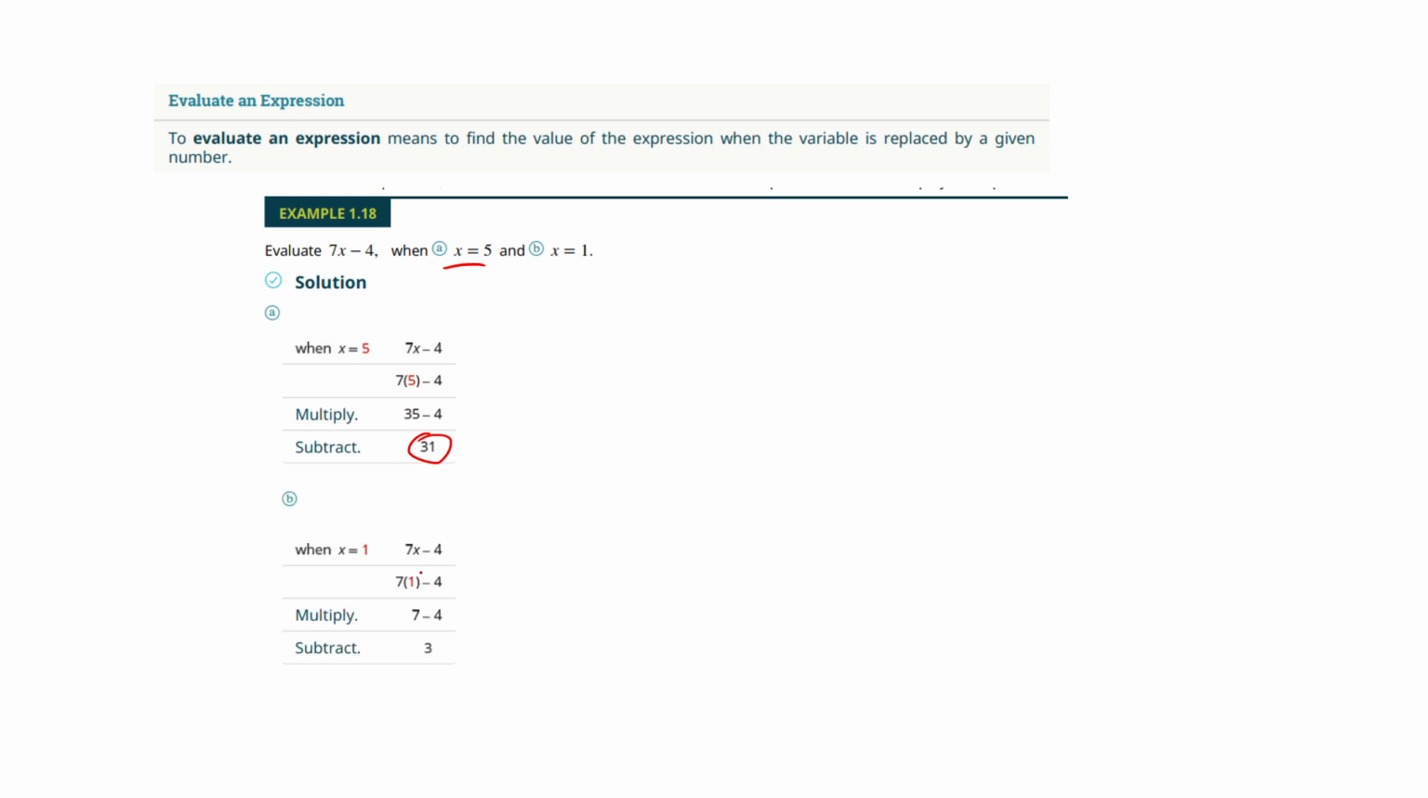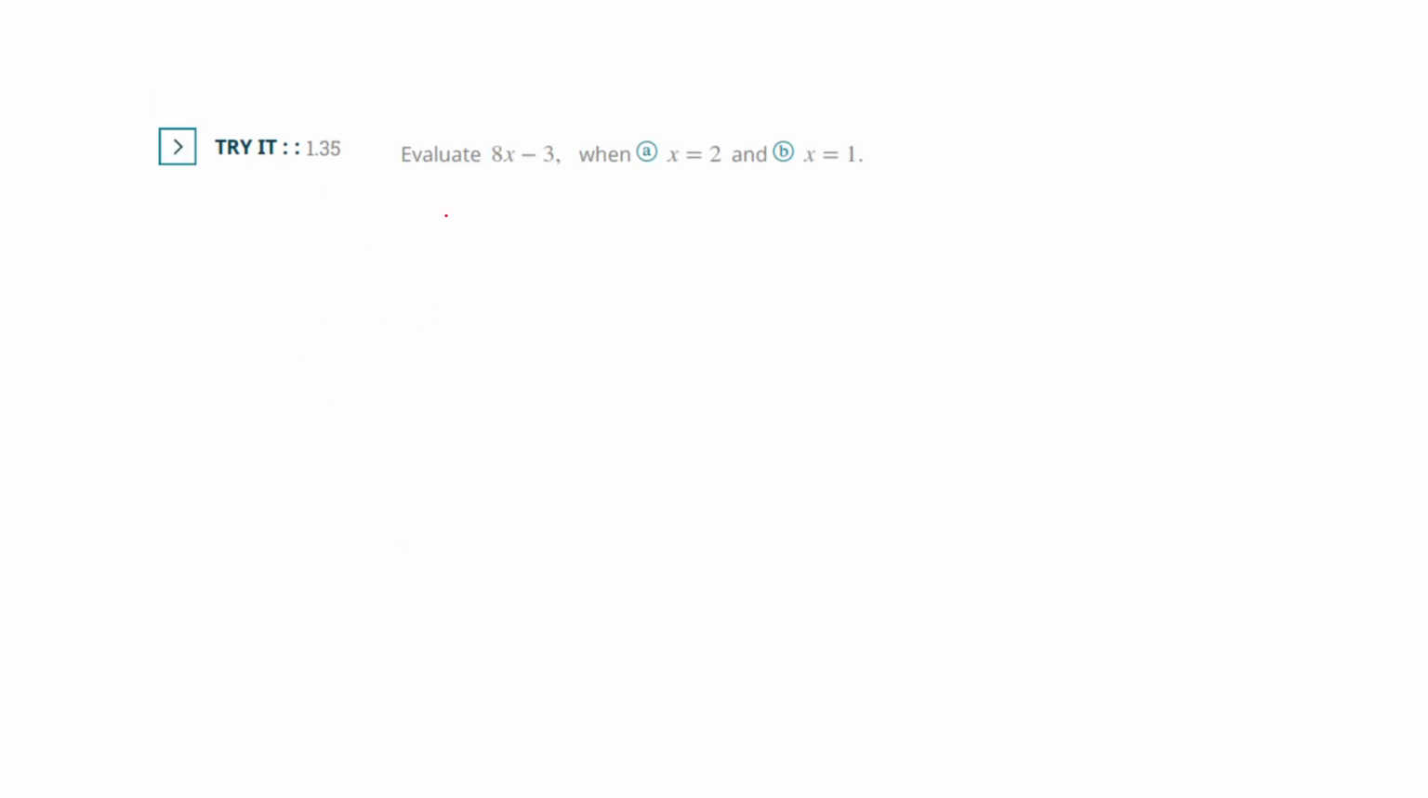Now we're subbing in, taking out the x, and in its place we're putting a 1. I'm going to show it in parentheses, which means multiplication, so that comes first. 7 minus 4 is 3. Okay, we're subbing in a 2. Now that's multiplication, so I've got 16 minus 3, got 13.